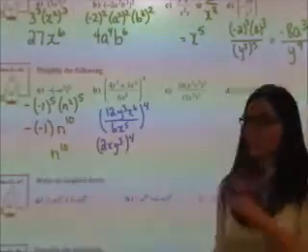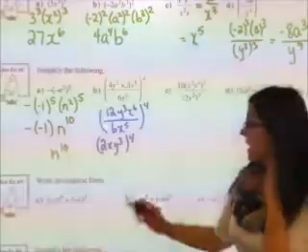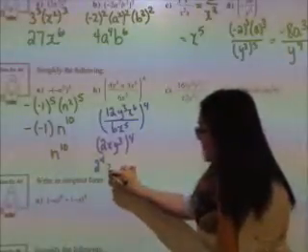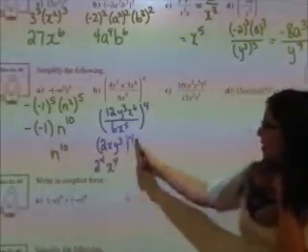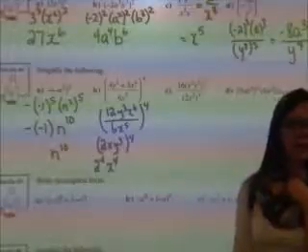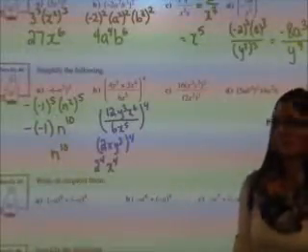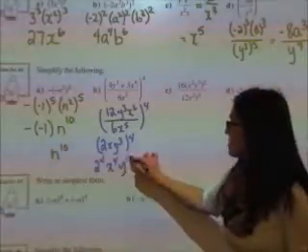And then it's everything to the power of 4. So then I have that 2 to the power of 4, x to the power of 4. And if I take y to the power of 3 and I raise it to the power of 4, what would I get? Y to the power of 12.